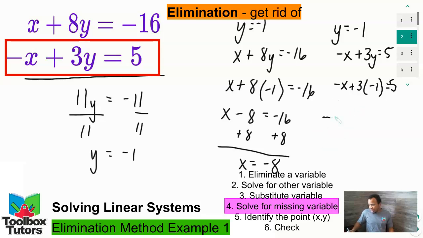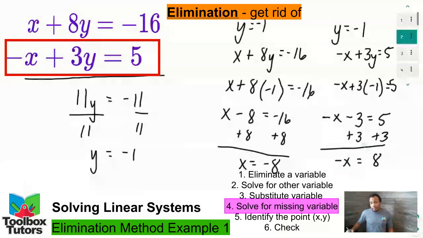So next, bring down that negative x again. Positive 3 times negative 1 gives us negative 3. And we're going to bring down this 5. From here, we're going to add 3 to both sides, and we have negative x equals 8.